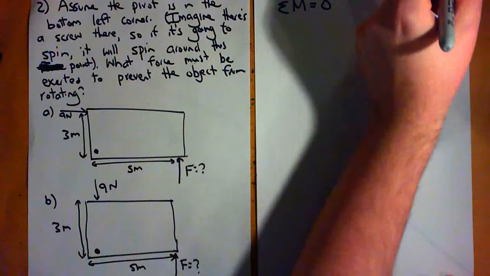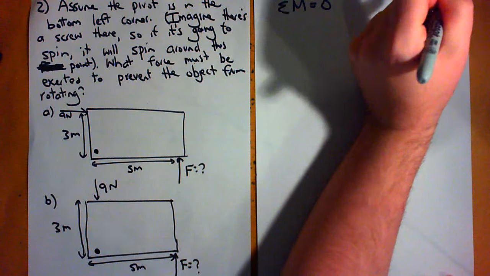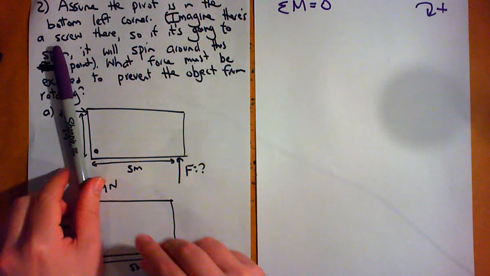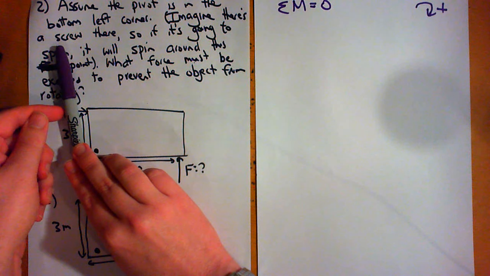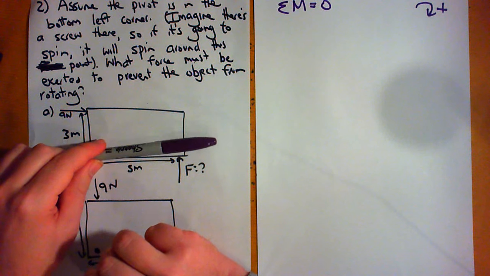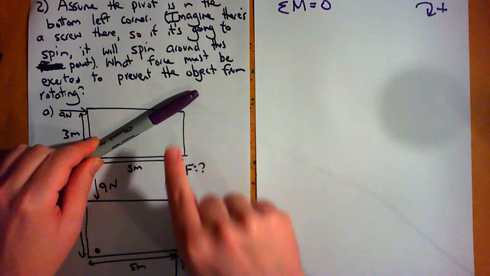Okay, so like we did with question 1, let's take the clockwise direction to be positive for the purposes of this question. And we need to look at which direction each of these forces is going to make the object rotate. So let's look at this 9 Newton force. That 9 Newton force is going to make it rotate in the clockwise direction, whereas F here is going to make it rotate anti-clockwise.